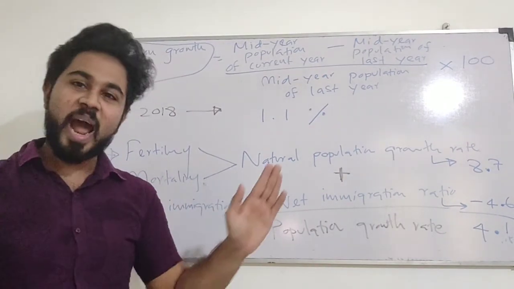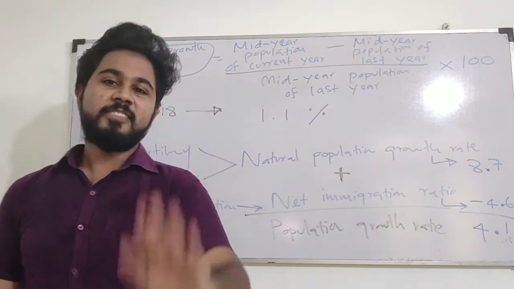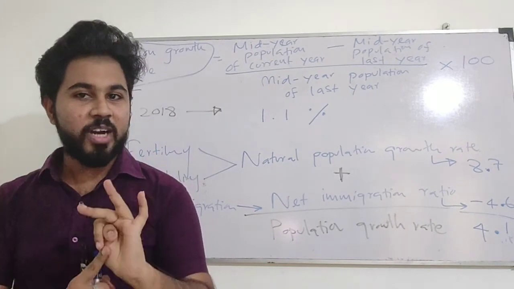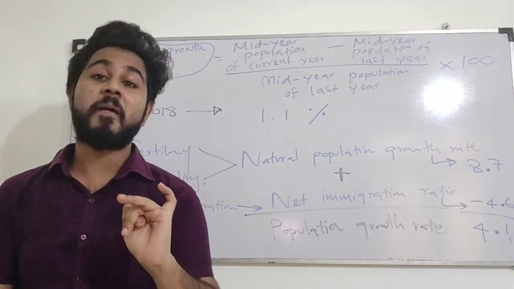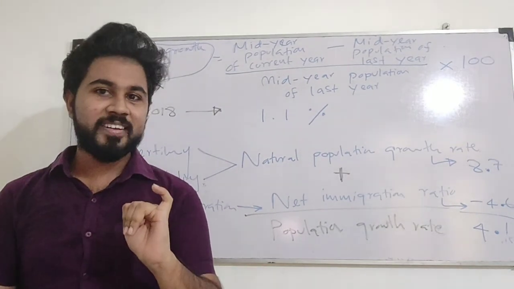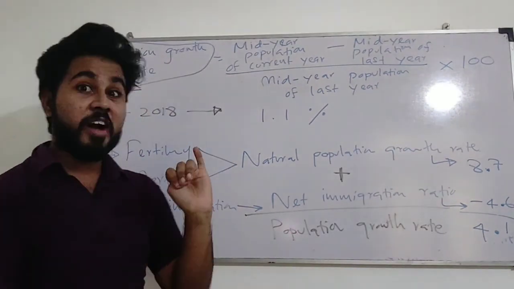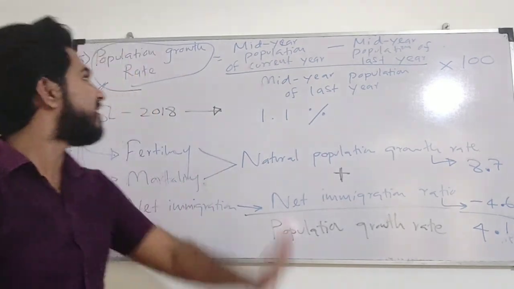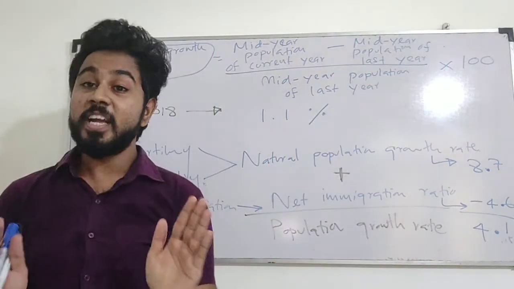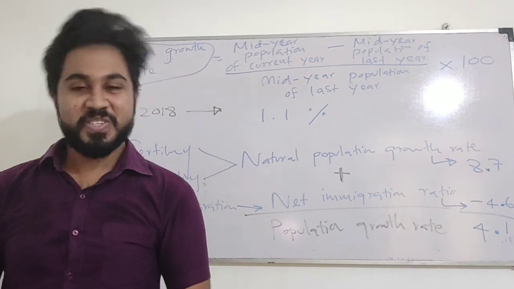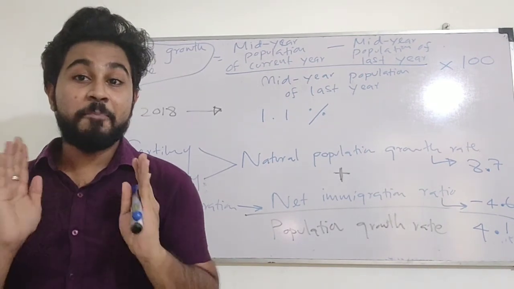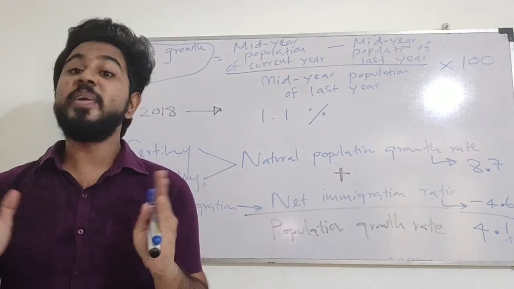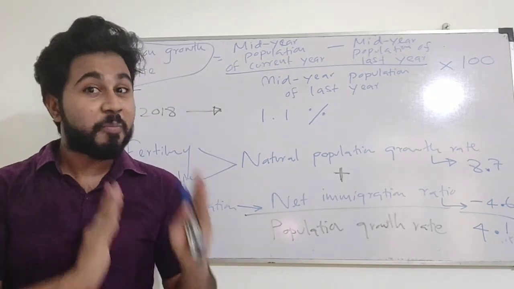Clear? Right. So far, we have done 5 main population concepts: fertility rate, mortality rate, natural growth rate of the population, then the net migration rate, and the last one is the population growth rate. Altogether 5 concepts. So we have done the basic parts of the population, and we have to discuss some other concepts related to population also.